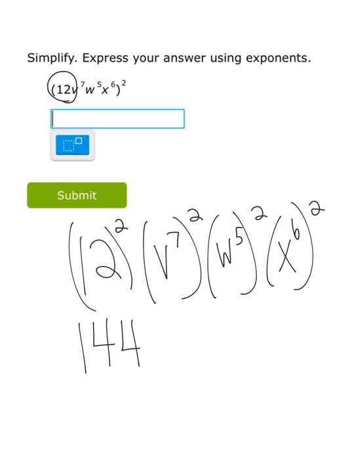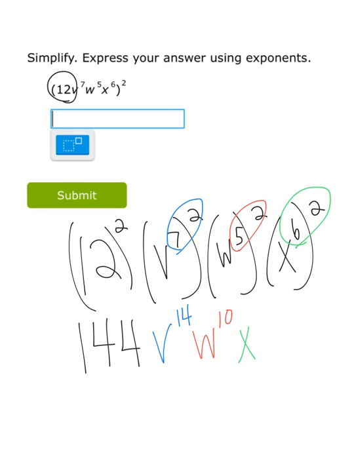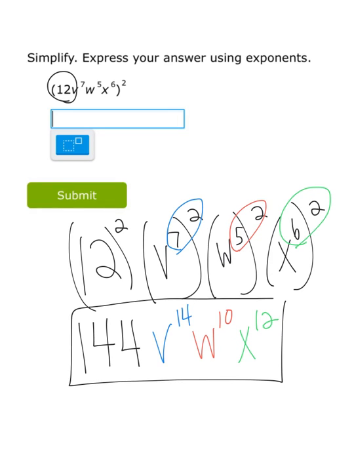So let me change to a different color. Let's start with the v's. I have v to the 7th to the second power. So this would become v to the 7 times 2, which would be to the 14th. And then I have w to the 5th to the second power. So I would multiply 5 times 2 to get 10. So this would become w to the 10th. And then the last one is x to the 6th to the second power. So I would multiply 6 times 2, which would give me 12. So my final answer would be 144, v to the 14th, w to the 10th, and x to the 12th.